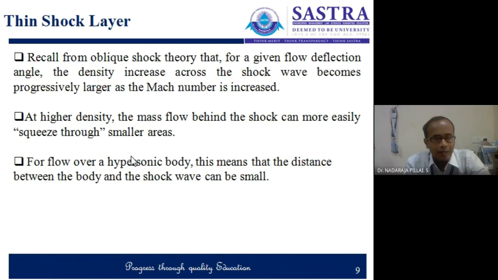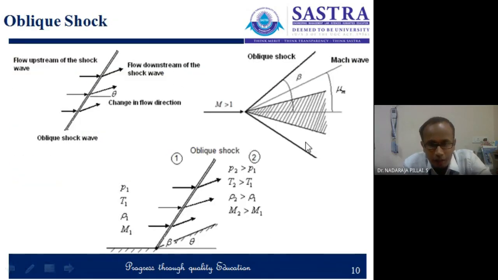small areas. And for a flow over a hypersonic body, this means that the distance between the body and the shock can become small. So this is a typical oblique shock theory where there is a formation of an oblique shock wave, and this is the free stream velocity, or flow upstream of the shock. And this is downstream of the shock, and here beta is the shock angle, and we can consider theta as the wedge angle, right?